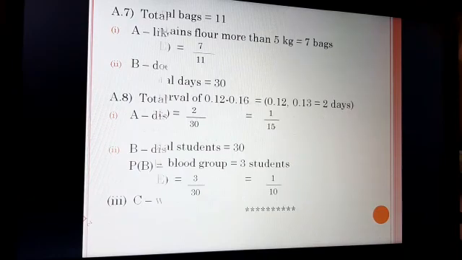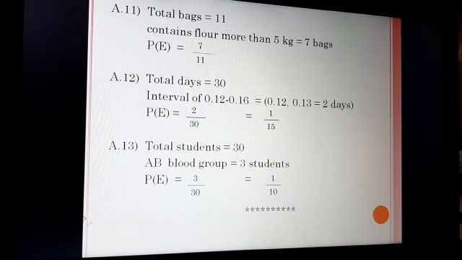Next one, question number 11. Questions 9 and 10 are activities which I am not taking because these have to be done in the class, and the data found. So directly I am coming to question number 11. There were a total of 11 bags containing flour, and on them the mark was given as 5 kg. But the actual packing, when weighed, was less than 5 kg, equal to 5 kg or more than 5 kg. The question was, find the probability that it contains flour more than 5 kg, that is 7 bags. So the probability of the event will be 7 upon 11.